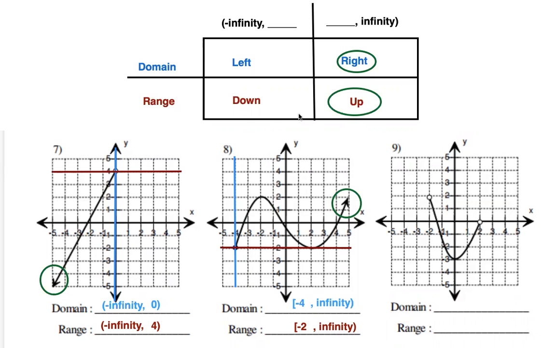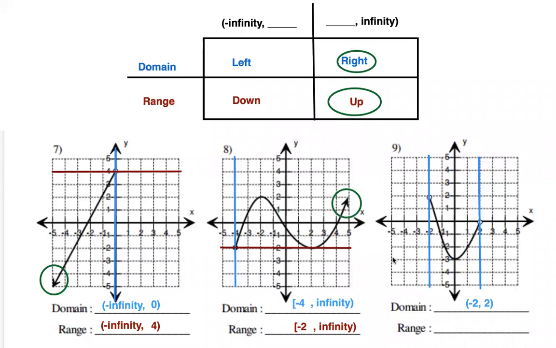Now with our last graph for set A, no arrows. We do have some open circles here. Left side, -2, open circle. Right side, +2, open circle. So -2, +2, both in parentheses because of the open circles.